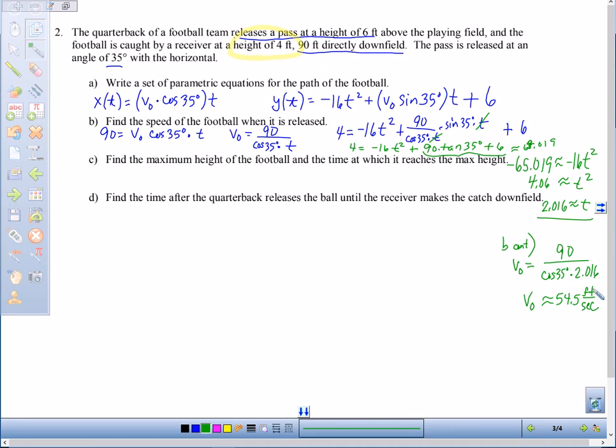All right, part C, find the max height of the football and the time at which it reaches its height. That one we've done before. All you have to do is take that height equation, y of t, plug it in and find that max value, and then find the time at that max value. Part D, find the time after the quarterback releases the ball until the receiver makes the catch downfield. Now that we have the other piece of the equation, we can find that as well. So give these a try. I'll be here if you have questions, and look forward to hearing from you.